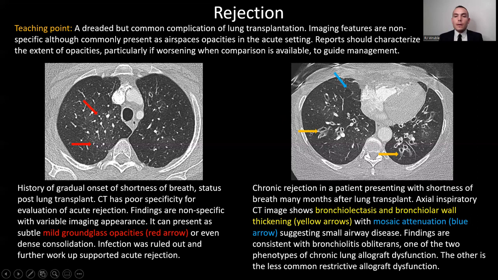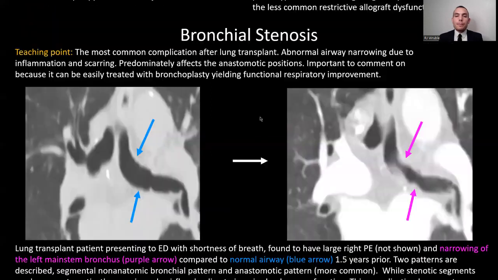bronchial wall thickening, mosaic attenuation, and bronchiectasis, all pointing towards bronchiolitis obliterans, one of the two phenotypes of chronic lung allograft dysfunction, the other being the less common restrictive type.